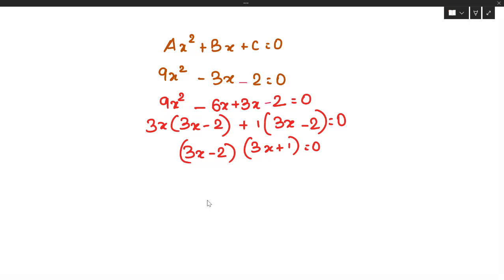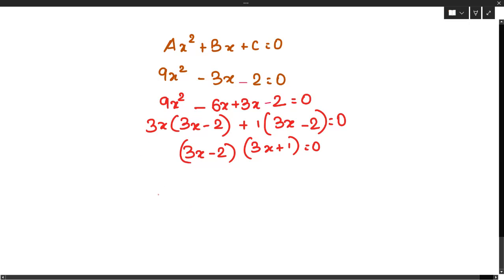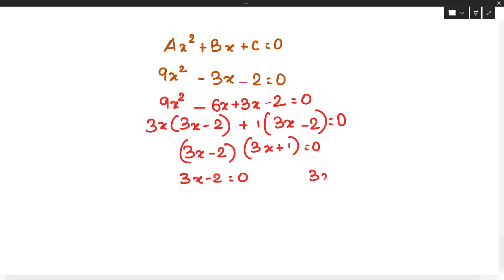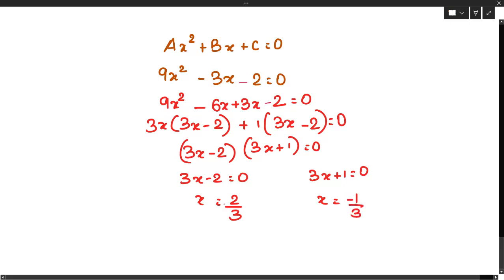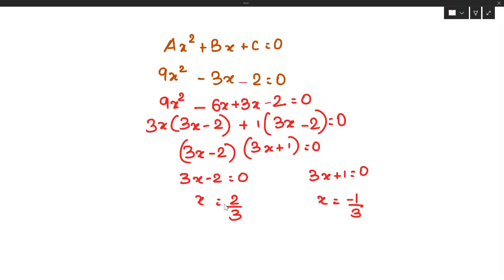Now, after this, what do we do? We equate it to 0. Equate it to 0 means 3x minus 2 is equal to 0, and 3x plus 1 is equal to 0. Agree? So x is equal to 2 upon 3, and x is equal to minus 1 upon 3. This is how we come to the conclusion.